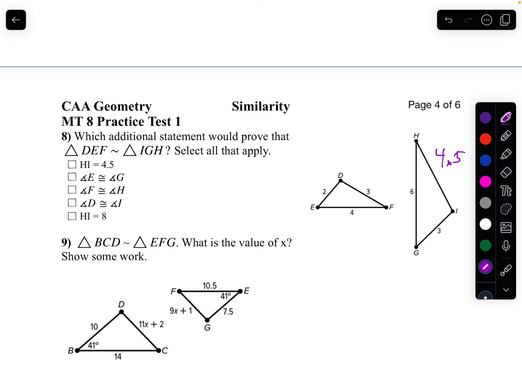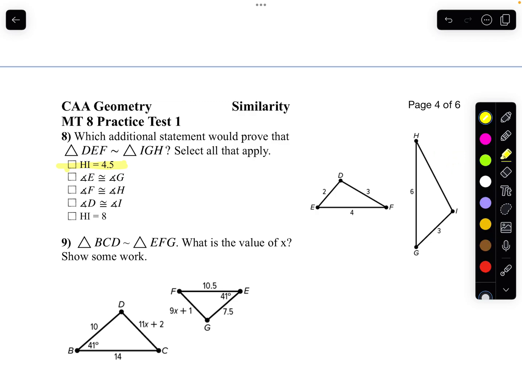Well, if we take a look here, my smallest side is 2 in my first triangle, and my smallest side would be 3 in the second triangle. In other words, I have to multiply by 1.5. Well, my next side, 3 times 1.5, that's 4.5. 4 times 1.5 is 6. So side, side, side, that would definitely make them similar.